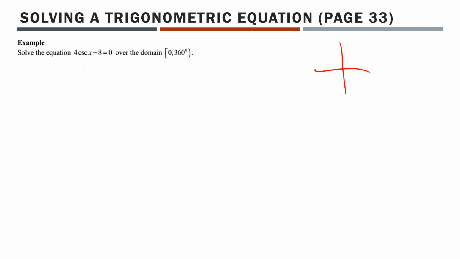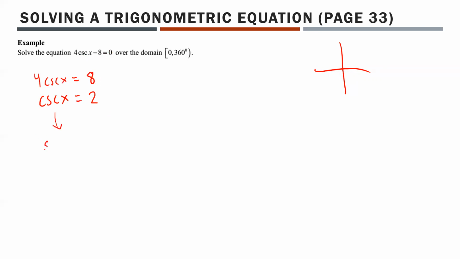To do that, let's just add 8 to both sides. 4 cosecant x equals positive 8. Then let's divide by 4, because that 4 is outside of your cosecant, so you might as well divide it away. Cosecant x is therefore equal to 8 divided by 4, which is 2. Now, cosecant is uncomfortable to us. We don't like dealing with cosecant. Let's change that into something a little bit more familiar.